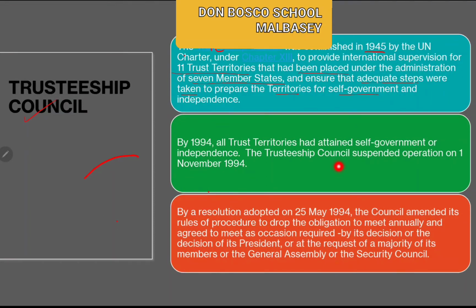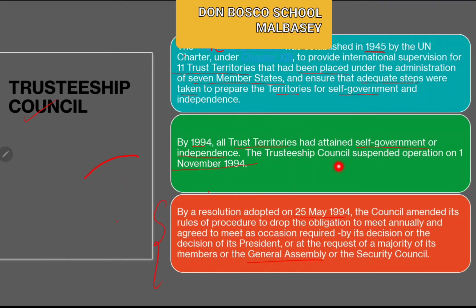Now this is what the Trusteeship Council does. But by 1994, all the trust territories had attained self-government and independence. The Trusteeship Council suspended operation in November 1994. By a resolution adopted on 25th May 1994, the Council amended its rules to drop the obligation to meet annually and agreed to meet on occasion as required by its decision or the decision of its President, or at the request of a majority of the members of the General Assembly or the Security Council.